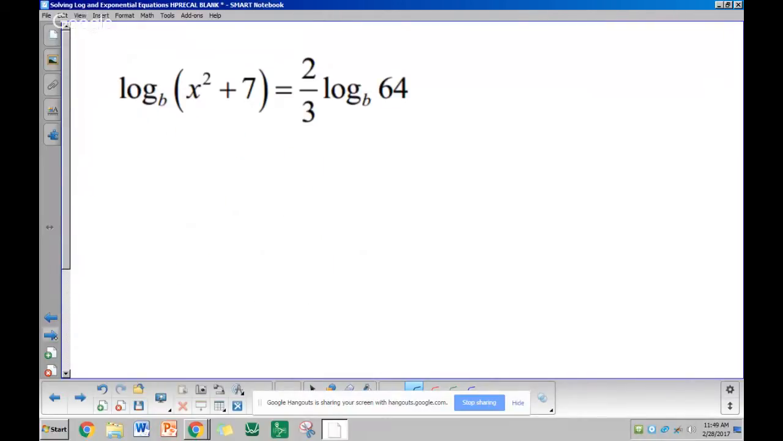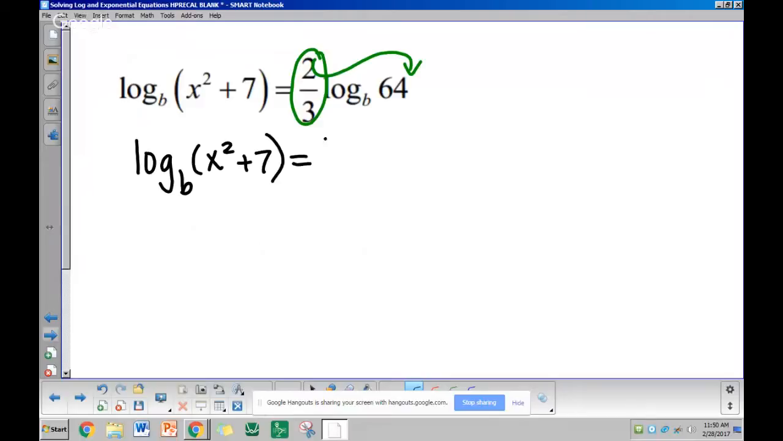Now, this is another type of equation where you might have a log equal to a log, but I have a coefficient. And you can't exponentiate if you have something in the path between the log and the number you're going to exponentiate with. So, I have to do something to the 2/3 first. You have to raise it up. So I'm going to bring it up to the top here. And so this is log base b of x squared plus 7 equals log base b of 64 to the 2/3. And we can actually simplify that, right?